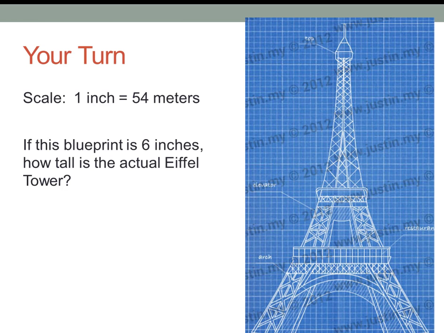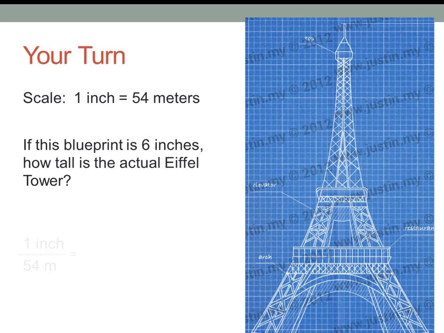world. So your turn. So here's the Eiffel Tower. Let's do a shout out to the Eiffel Tower team. Go team. So I've got 1 inch equals 54 meters. So on this blueprint, the blueprint of the Eiffel Tower is 6 inches tall. So how tall is the Eiffel Tower? So let's pause here. You can do this on your own and then come back and you'll see how you did.